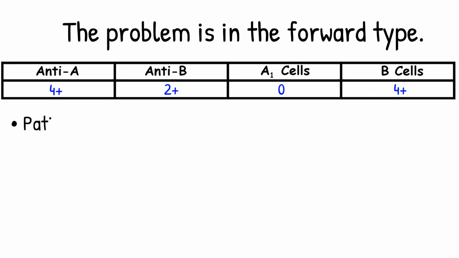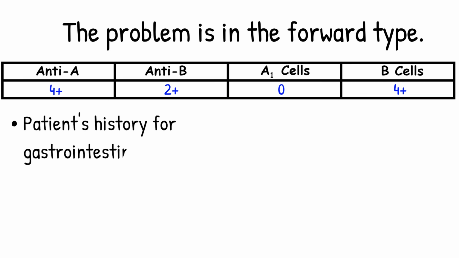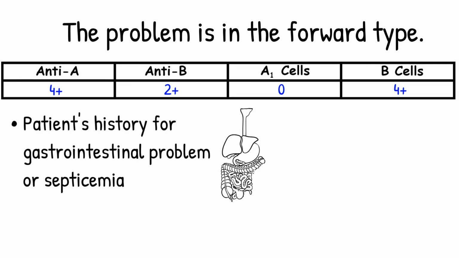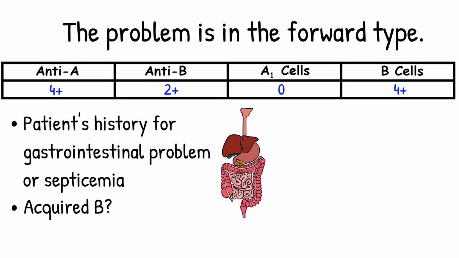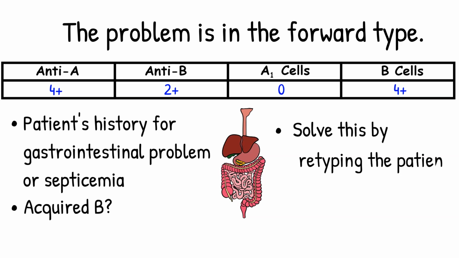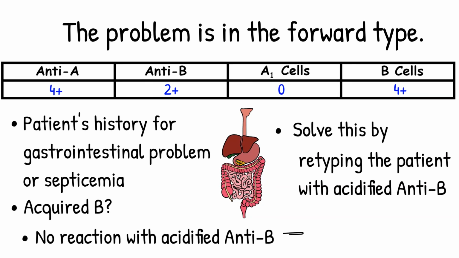Check the patient's history for lower gastrointestinal problems or septicemia. If the patient has a history of lower gastrointestinal problems or septicemia, then it is possible that the patient has an acquired B. To solve this problem, repeat the forward typing in an acidic environment, and type B in an acidic environment will only react with a true group B person.